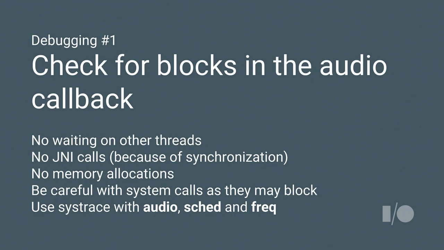So first thing you want to do is check for any blocks in the audio callback. This means going through your code and just analyzing it, examining it and checking for things like waiting on other threads, JNI calls, which basically is kind of like waiting on other threads because it adds synchronization, which could block you. Memory allocations, believe it or not, memory allocations actually can block you. Not shocking. System calls also can block, and of course, you can use systrace with audio, sched, and freq.